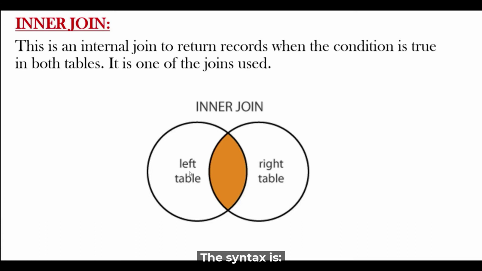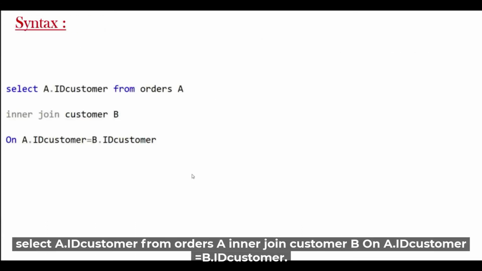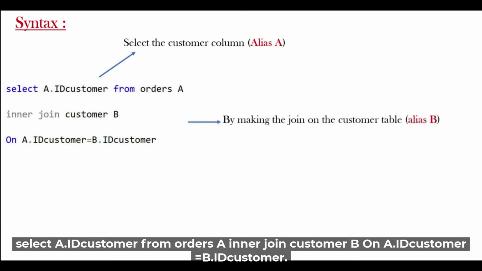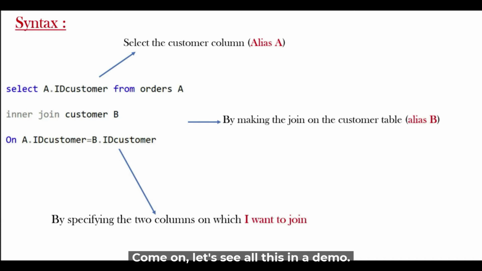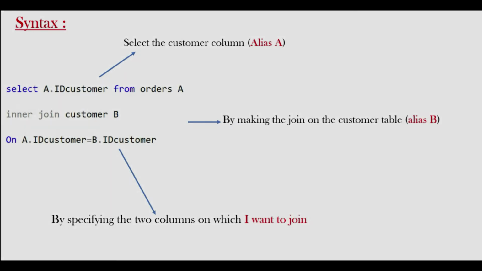The syntax is select with the customer column, alias A, by making the join on the customer table alias B, and at the end by specifying the two columns on which I want to join. Okay, so come on, let's see all this in the demonstration.